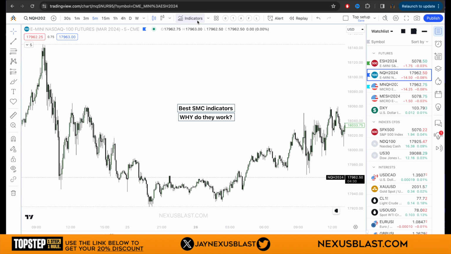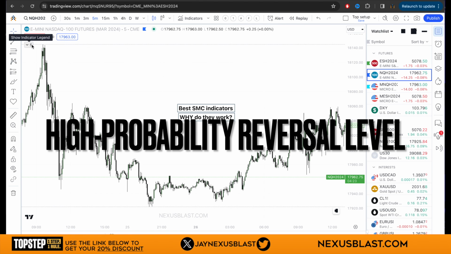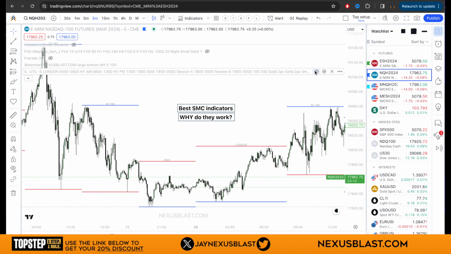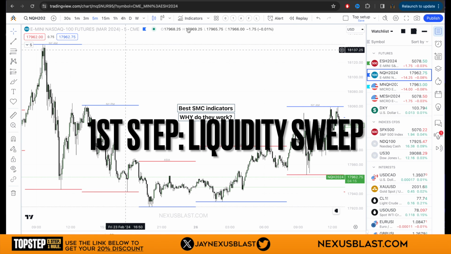What we all need to have in our arsenal is an indicator that defines and identifies a very high probability reversal level. You need an indicator that can draw the level at which you start looking for your setup. That's step number 1 for any smart money concepts trader. Wait until the market provides a sweep of liquidity.